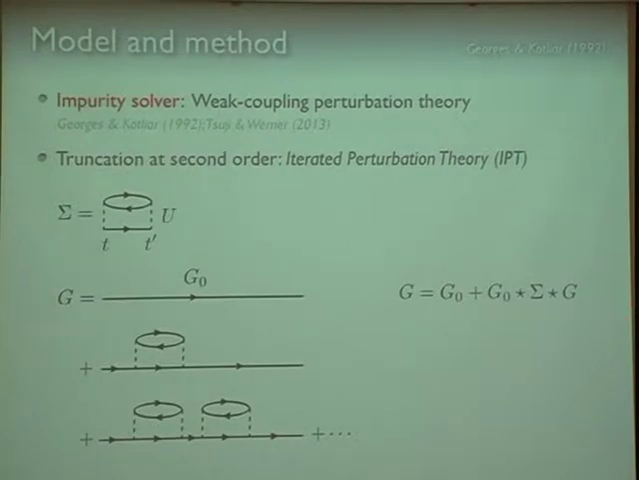Now, this is a Dyson equation on this L-shaped contour, but it's the same thing, and thereby we generate a subset of all weak coupling diagrams in a computationally efficient way. So that works in the weak correlation regime.